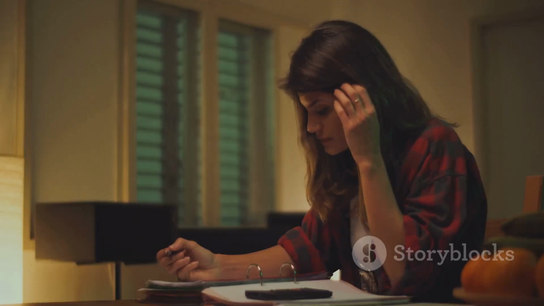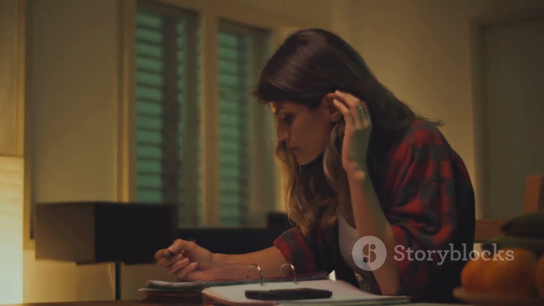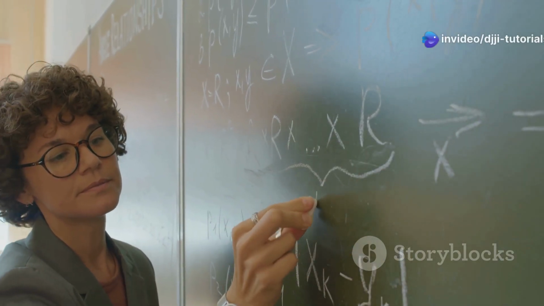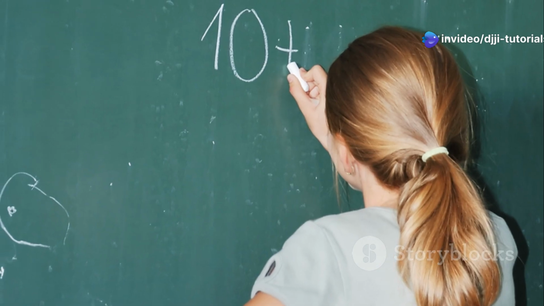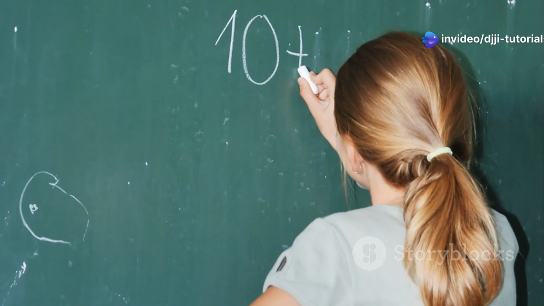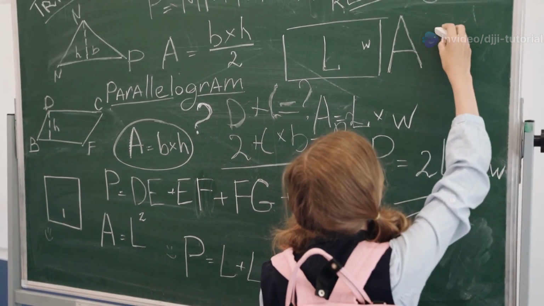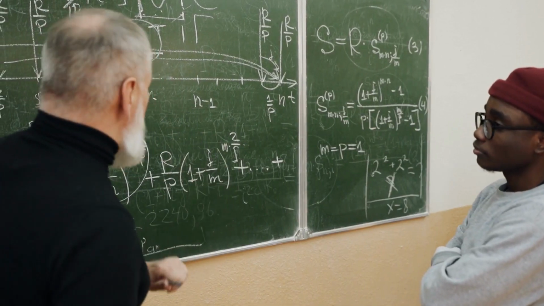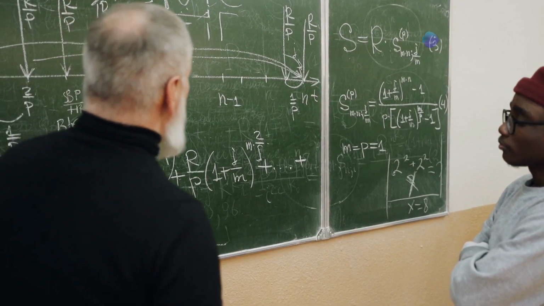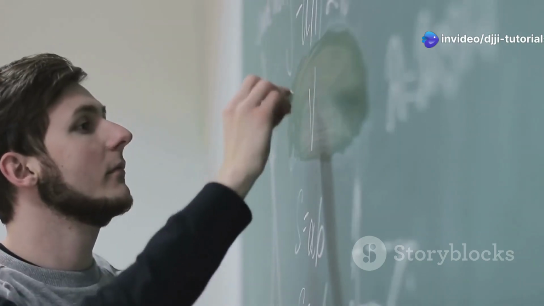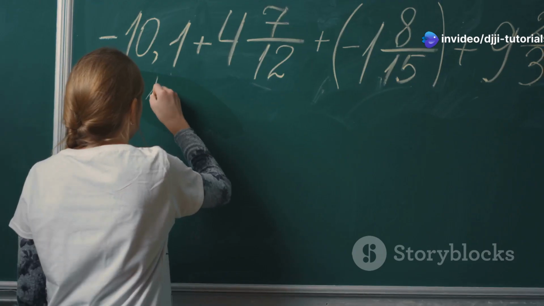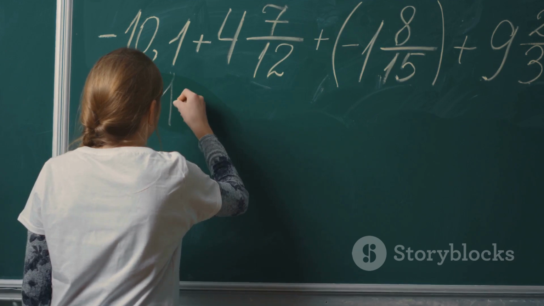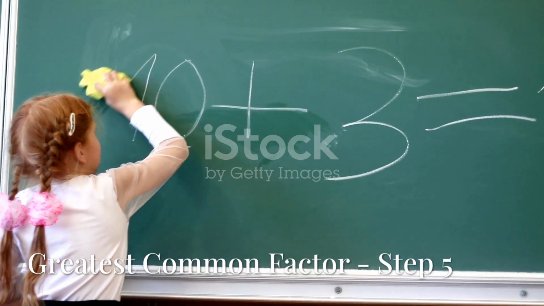Step 4. Optionally, you can use prime factorization to find the greatest common factor. First, break down each number into its prime factors. For 12, we have 2 times 2 times 3, or 2 squared times 3. For 18, it's 2 times 3 times 3, or 2 times 3 squared. Now, identify the common prime factors and multiply them together using the lowest powers. Here, the common prime factors are 2 and 3, so the greatest common factor is 2 to the power of 1 times 3 to the power of 1, which equals 6.